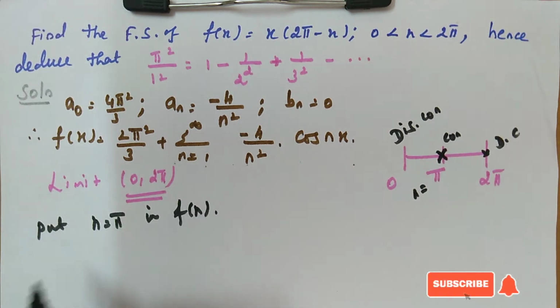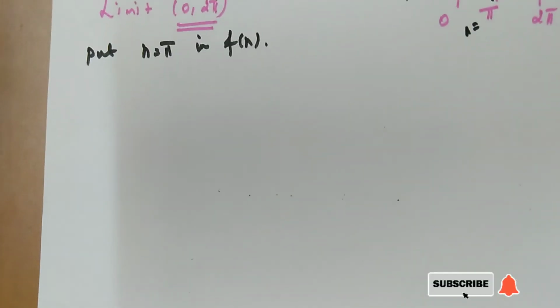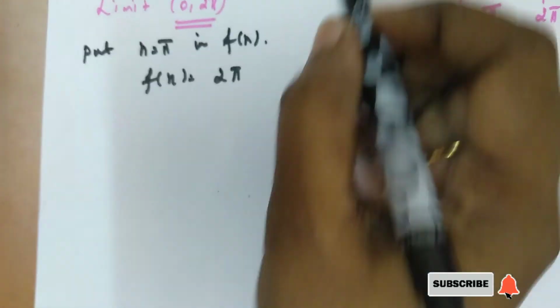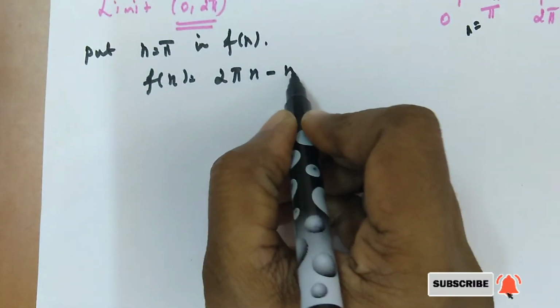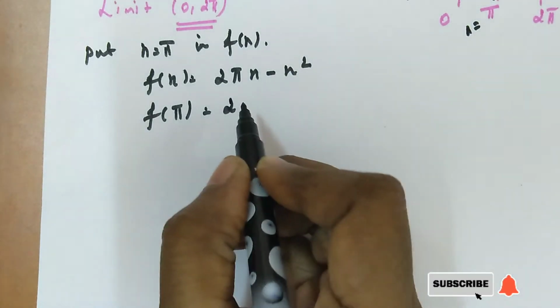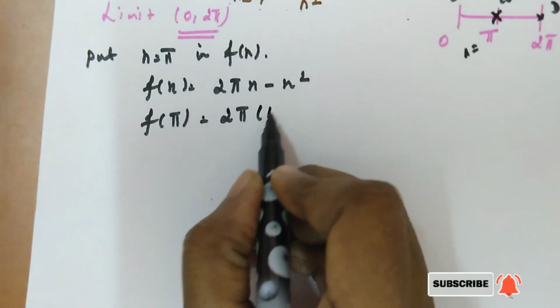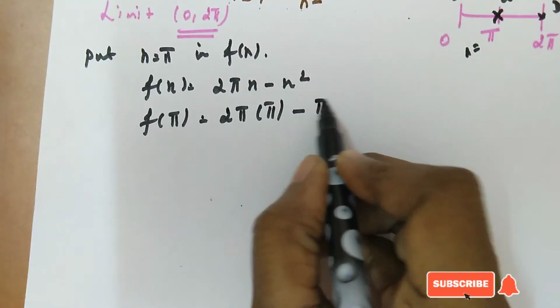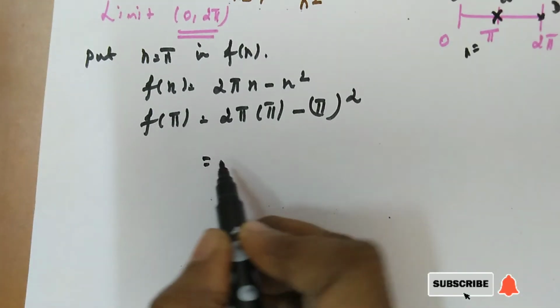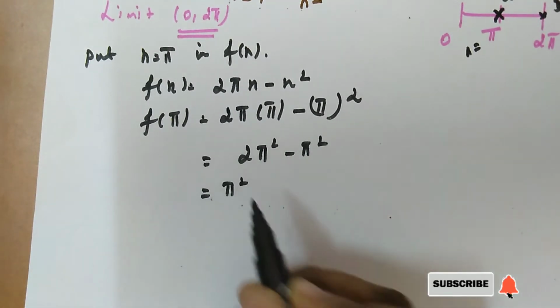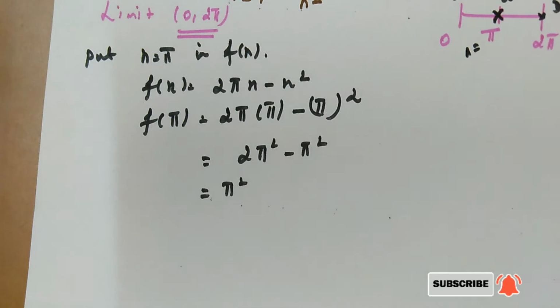So what is our given f of x? Given f of x is equal to 2 pi x minus x square. In this one put x is equal to pi. So f of pi equal to 2 pi into pi minus pi the whole square. So what will happen? 2 pi square minus pi square, that is equal to pi square. So our f of pi equal to pi square.